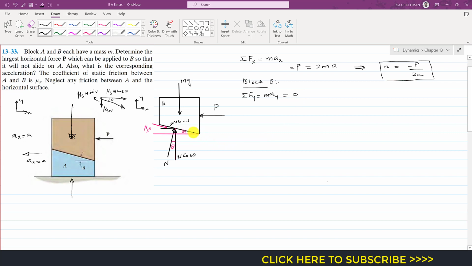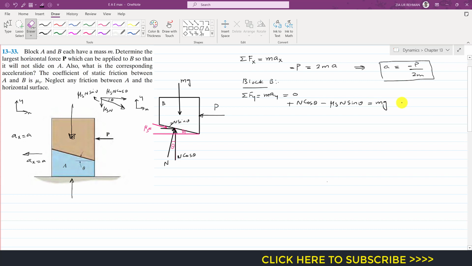Now we can see that we have this cos component of N acting in the positive y direction. So I will write plus N cos of theta minus mg, and minus this sine component of mu s N, which is also acting in the negative y direction. So I will write mu s N sine of theta minus mg. So this will be equal to 0, and we can bring this mg to the other side of the equation.